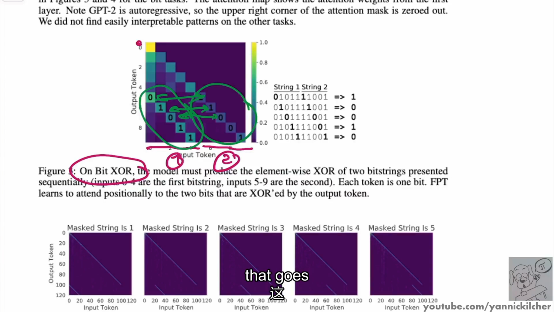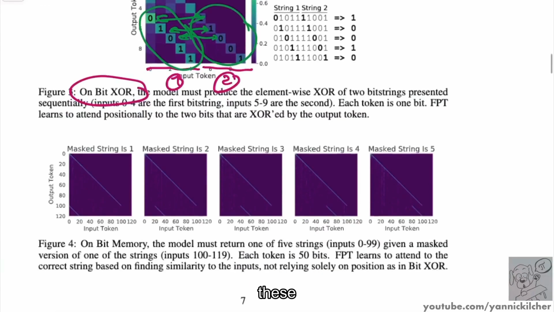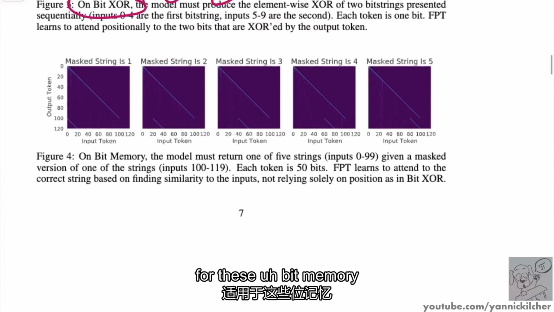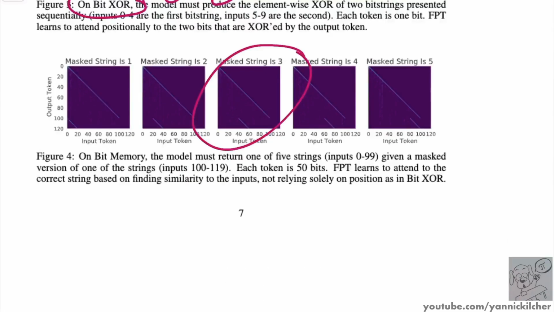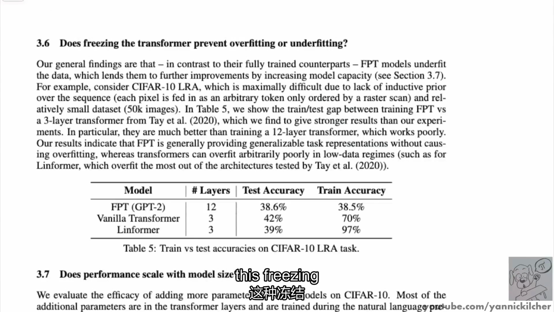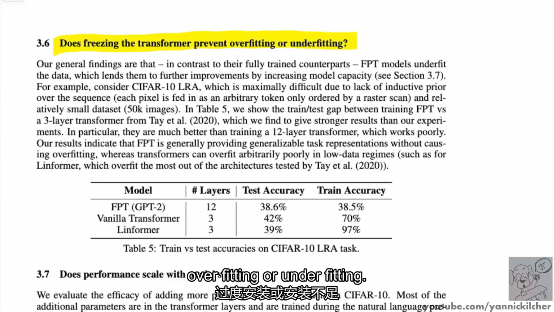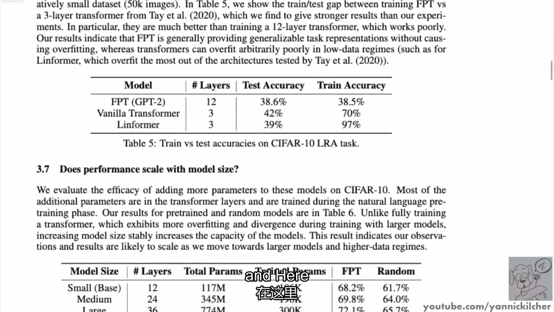But I think that goes into my claim that, look, we are still able to influence the attention matrix even though we don't train the attention weights. We are able to influence it by training these in-between parameters. The same goes for these bit memory tasks. You can see the attention matrices are very much attuned to the task right here. Next one, does freezing the transformer prevent overfitting or underfitting? And here they train this frozen transformer, and they compare it to training a transformer that just has 3 layers.